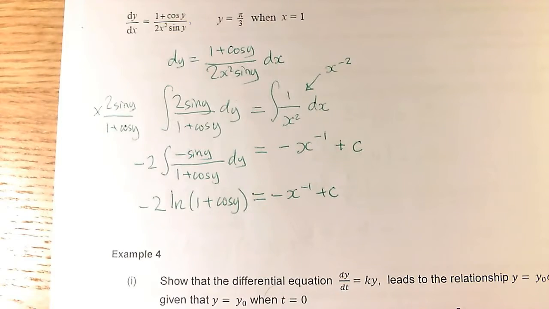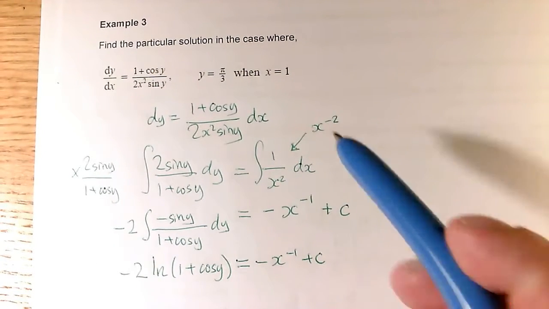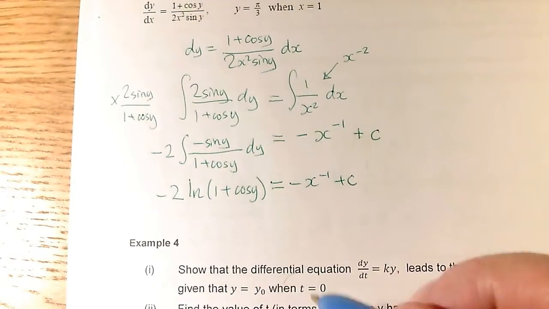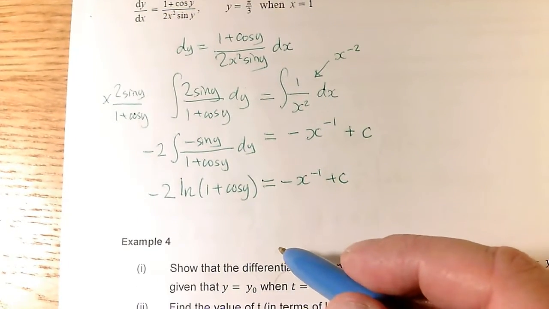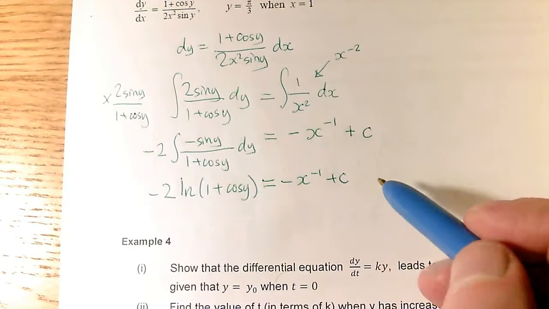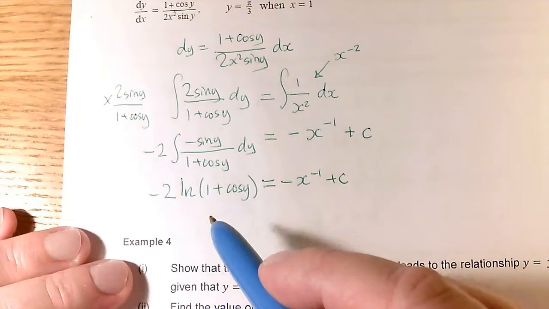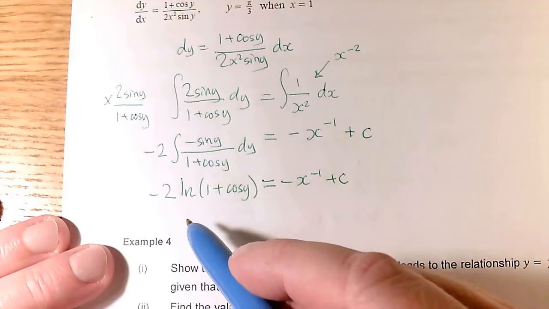And have I finished? I've got to find the particular solution where y equals pi by 3 when x equals 1. So I could actually just find out this plus c and leave the answer like that. But I think you need practice anyway in getting rid of logs, so I'm going to do that.